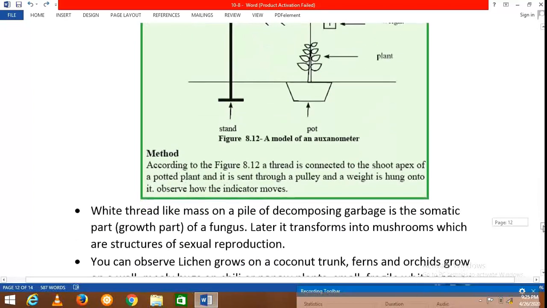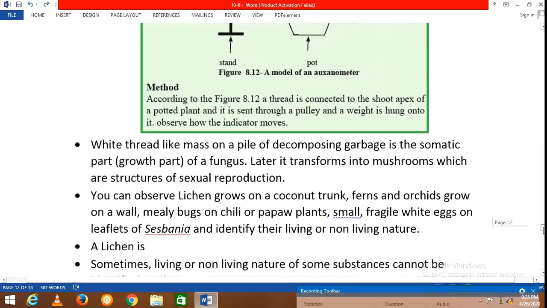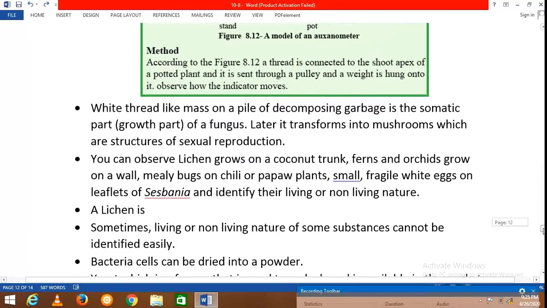According to the figure, the thread is connected to the shoot apex of a potted plant and it is sent through a pulley and a weight is hung onto it. You are asked to observe how the indicator moves. That is about growth and development. Then we have discussed all the 8 factors that we mentioned at the beginning: cellular organization, nutrition, respiration, irritability and coordination, excretion, movement, reproduction, then finally growth and development.